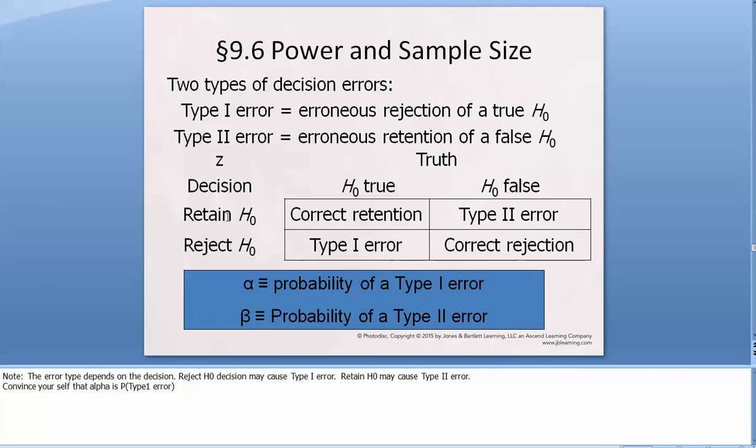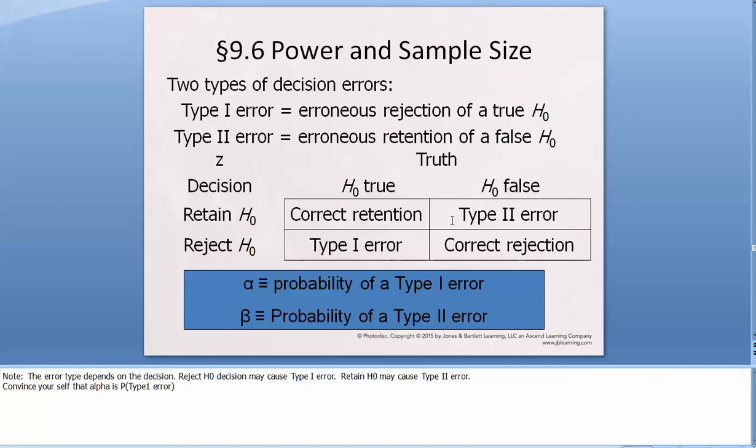Either you will keep H null, retain H null, or you will reject it. But that is based on data. Data cannot be 100% accurate. So the truth could sometimes be different from our decision. So in the truth, H null could either be true or false. So we have four situations that we may encounter. When H null is true, the data will tell us to retain H null. Great, good decision. When H null is false, still the data sometimes, at least a few times, will tell us to retain H null.